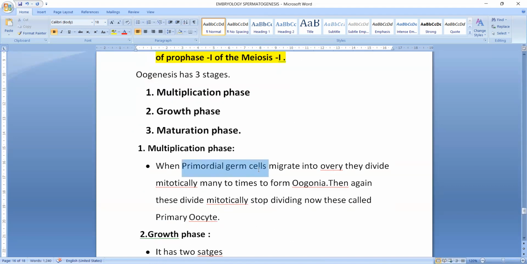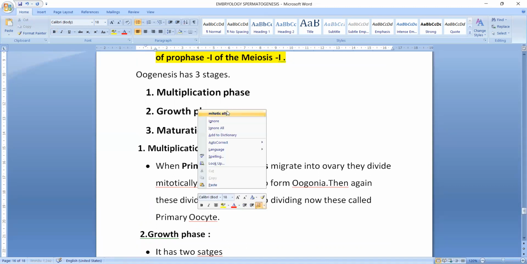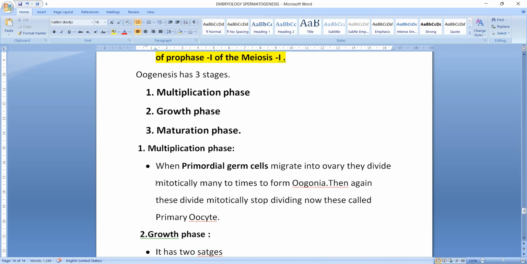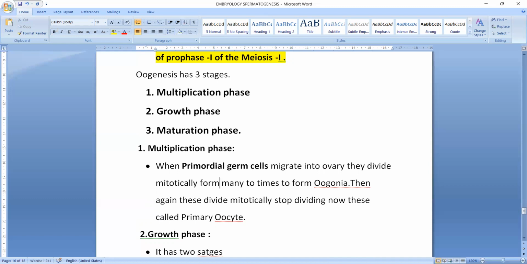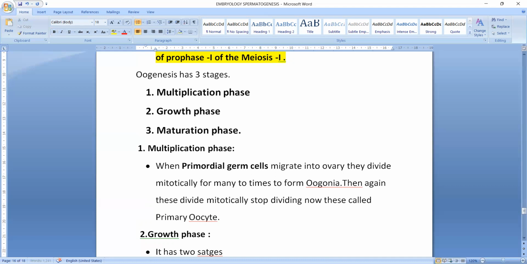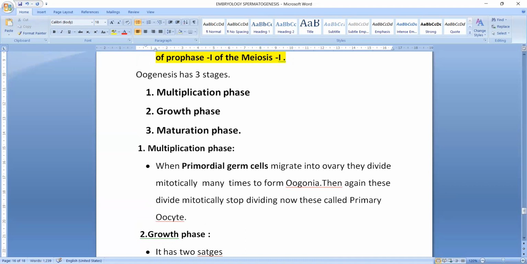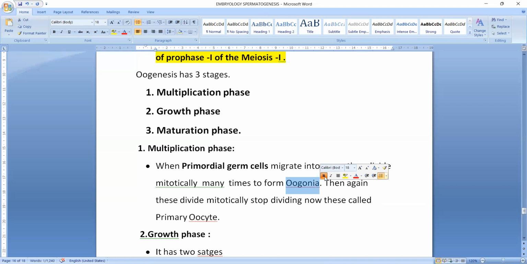When primordial germ cells migrate into the ovary, they divide mitotically many times to form oogonia. Once the primordial germ cells migrate into the developing ovary, they undergo mitosis many times, and oogonia are formed.